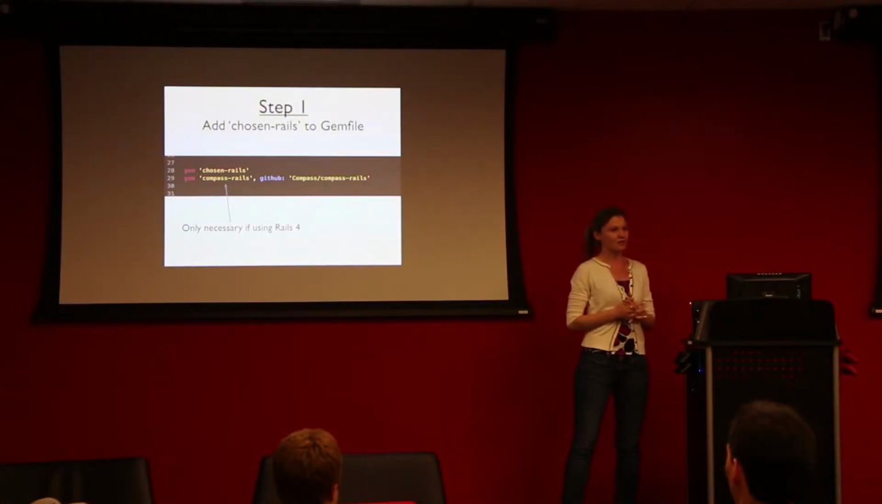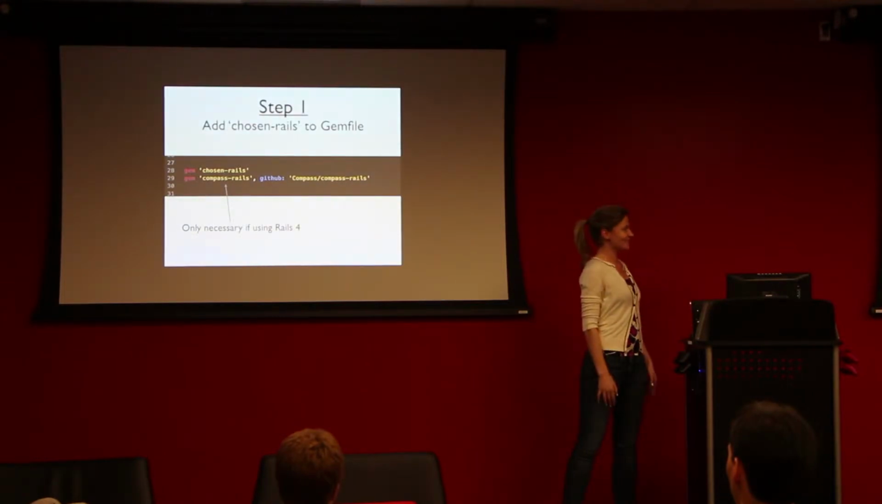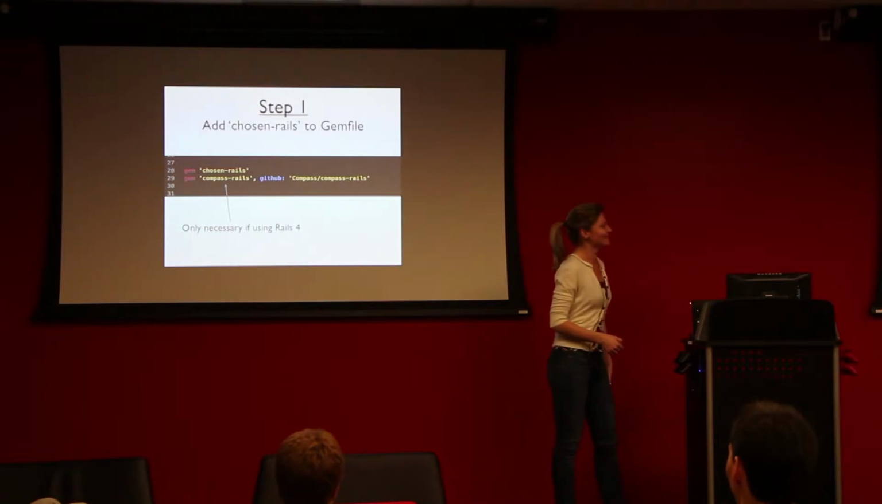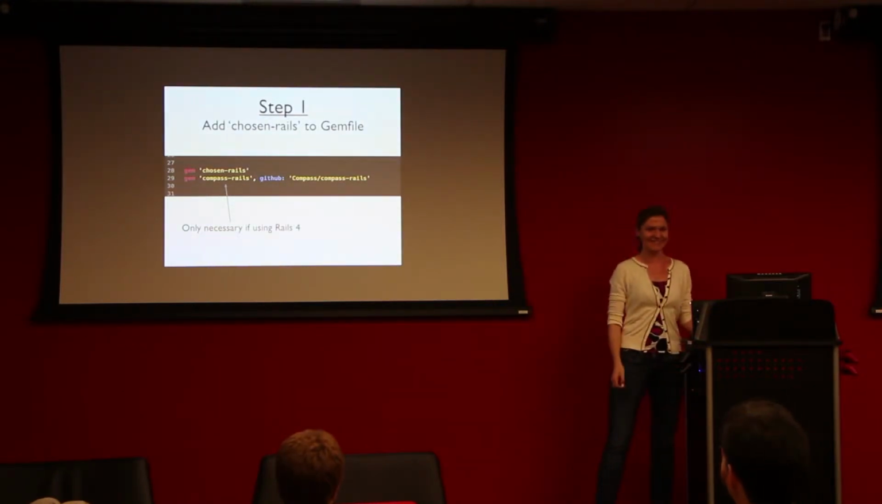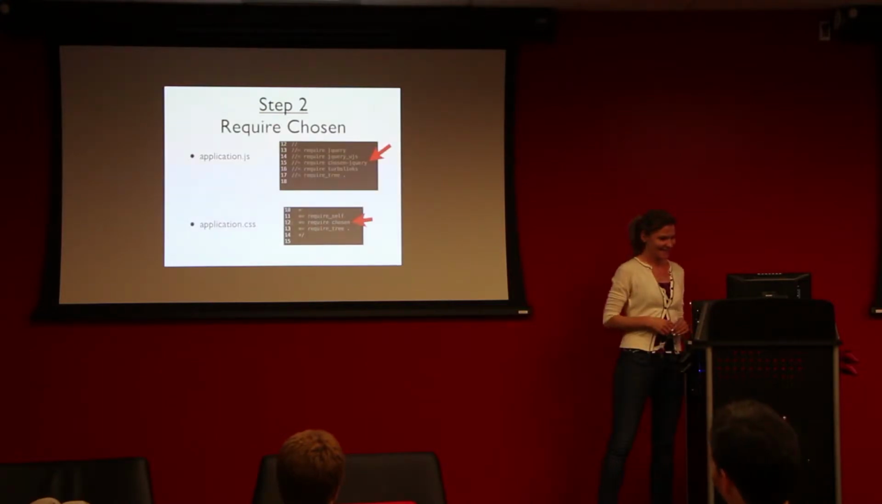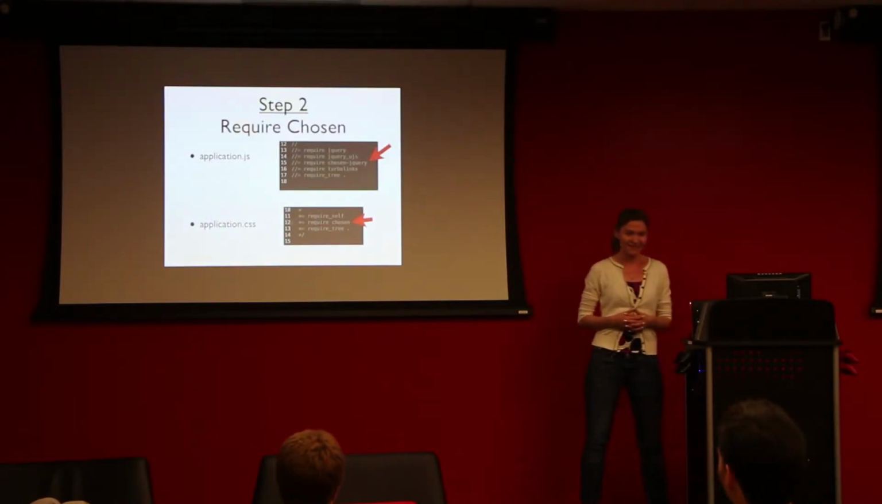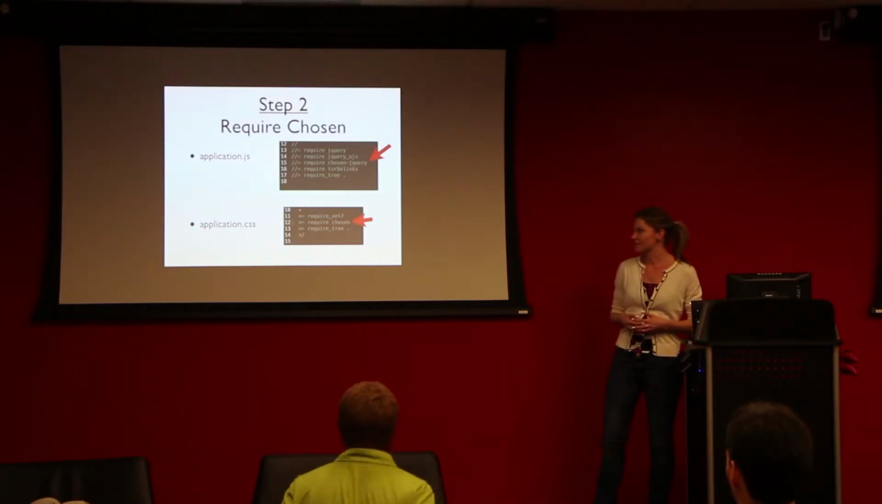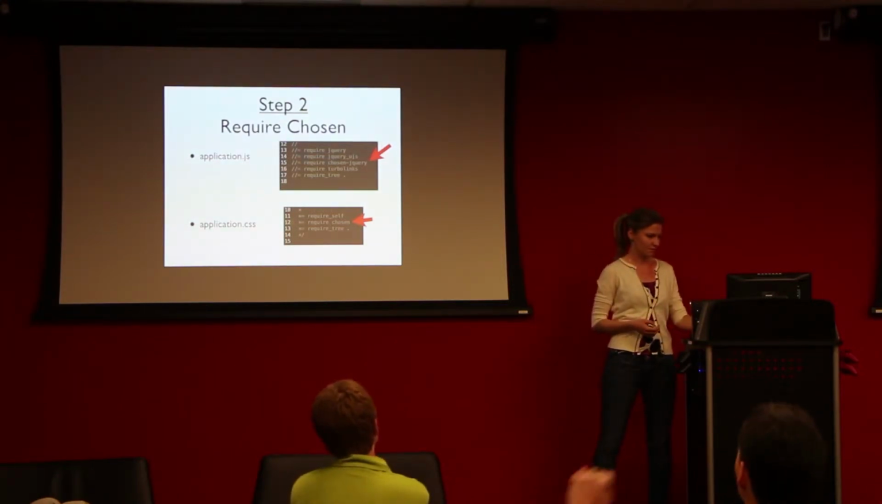If you're using Rails 4, you also need to use Compass Rails, and I'm going to expose my ignorance here and tell you that I have no idea what Compass Rails does. But it worked when I put it in my Gemfile. So maybe someone can help me answer that question later. Second thing that you need to do is require Chosen. So in application.js, you need to include that Chosen jQuery, and then in application.css, you need to require Chosen.